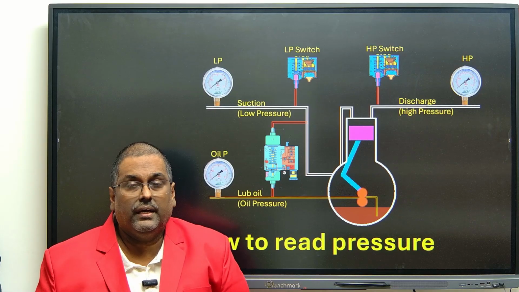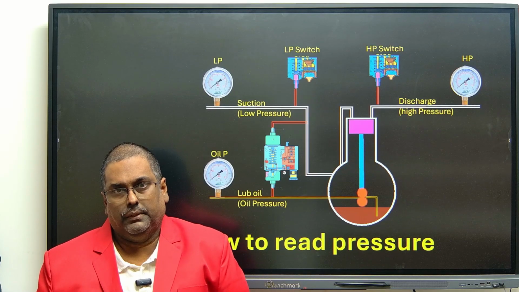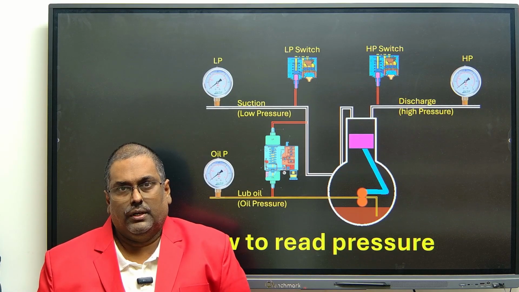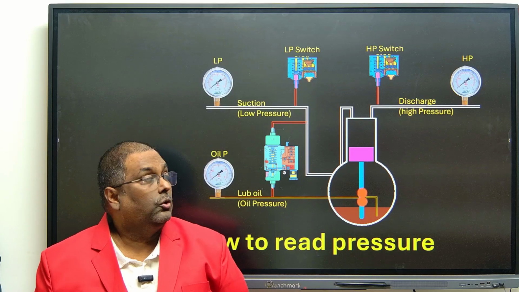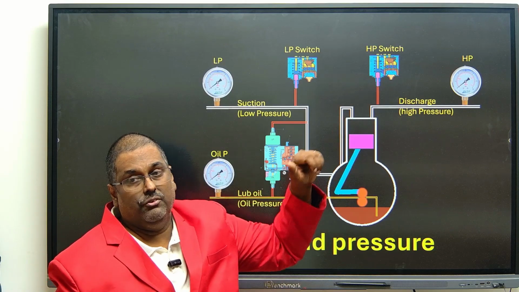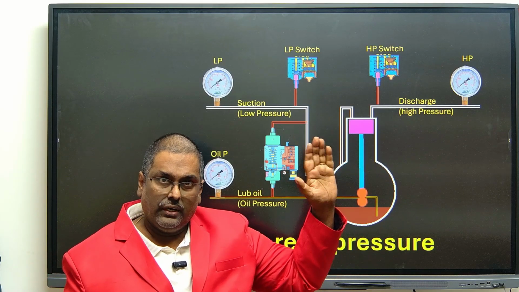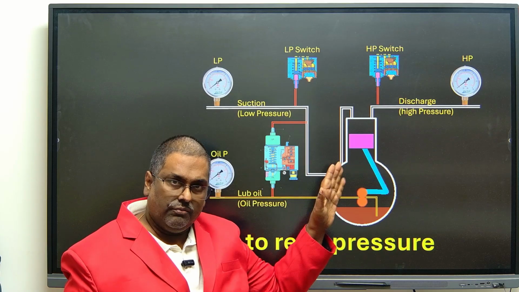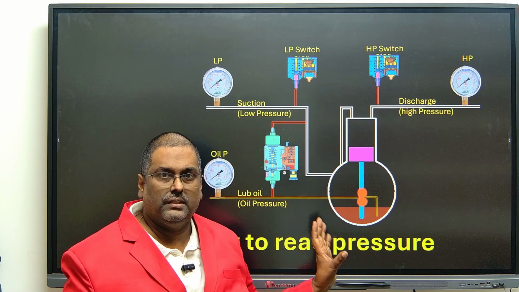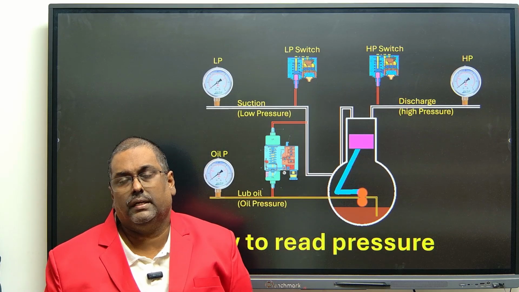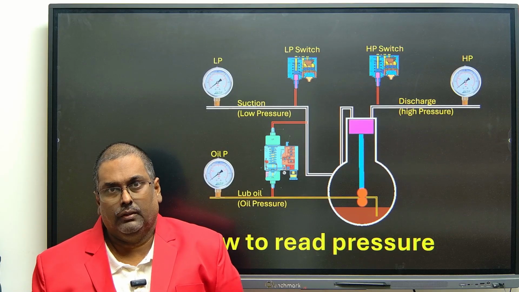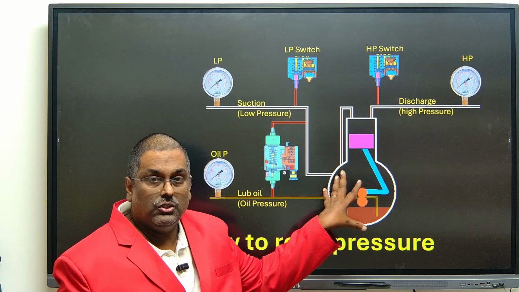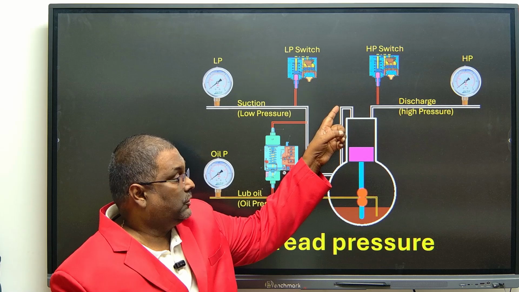So the pressure switch we keep at 22 bar, for example. Normally we used to keep 22, 23 bar like that. If you keep 23 bar, then when the pressure reaches 23 bar, it will cut off the compressor to safeguard it, because the compressor cannot handle more than that pressure.